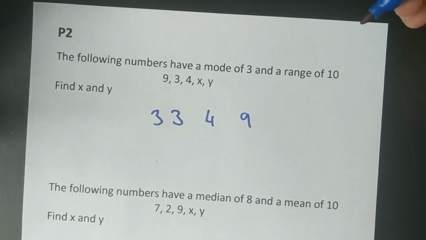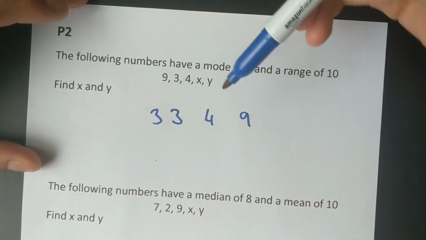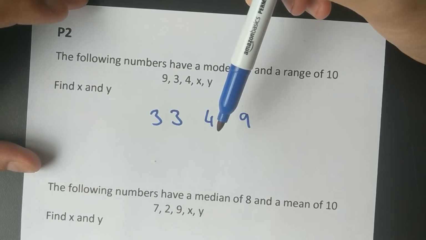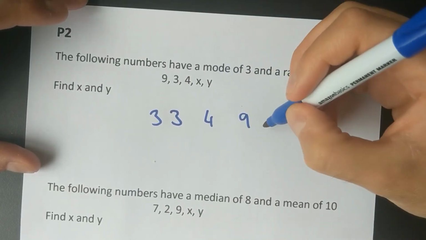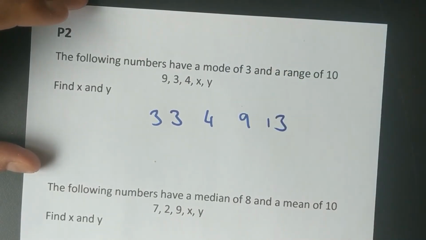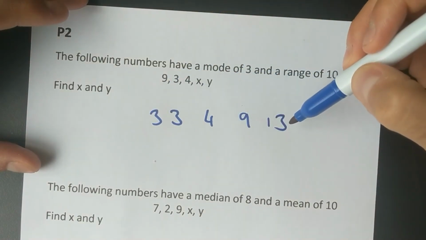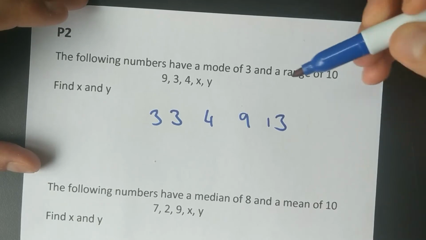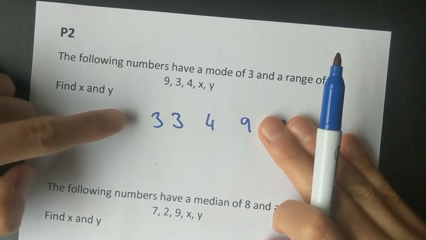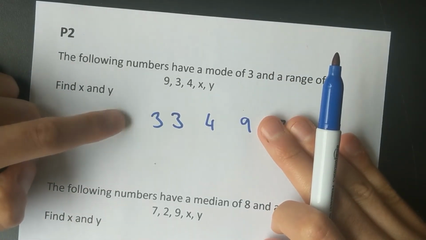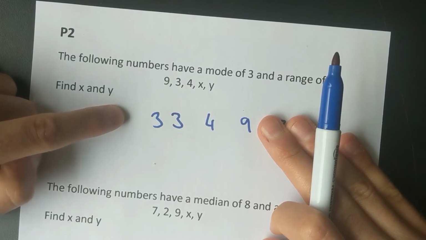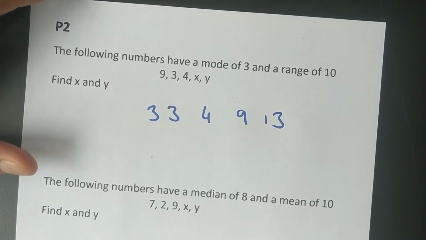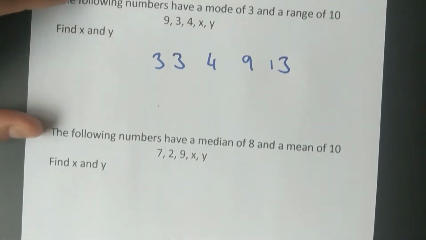Well, I've got a couple of options for it. At the moment, the range is 6, so my missing number isn't going to be between 3 and 9. Here, I can just write 13. Here, 3 and 13 gives me a range of 10. If you wanted to be a little bit smart, you could have also written -1. So we are allowed negative, so you could have had 9, take away -1, also gives you 10. But I think the more obvious one there is going to be 3, 3, 4, 9, and 13.